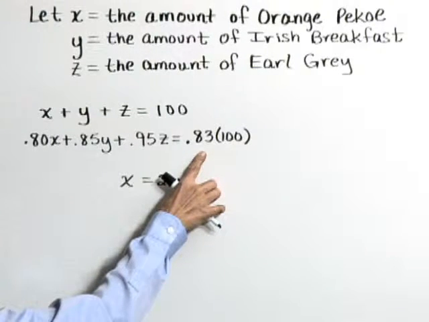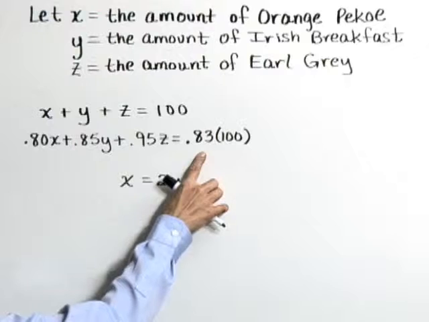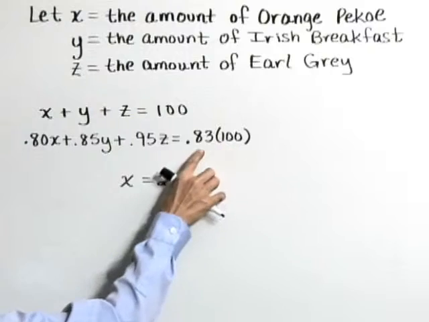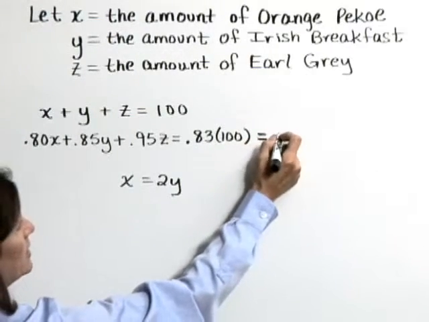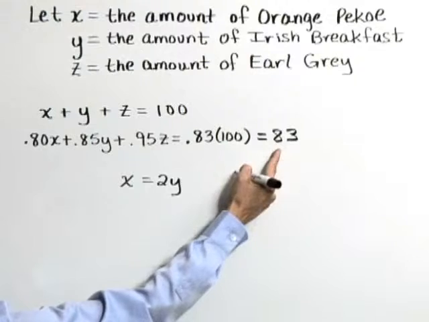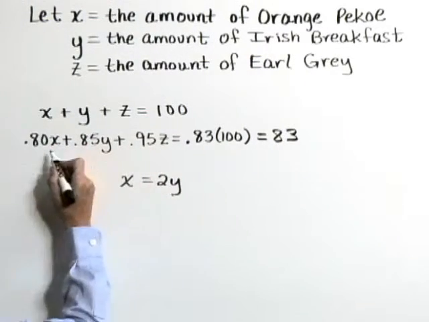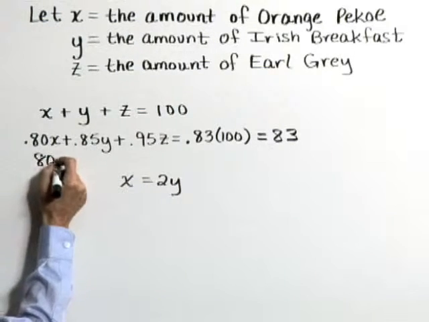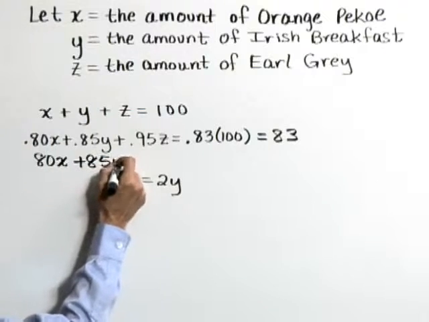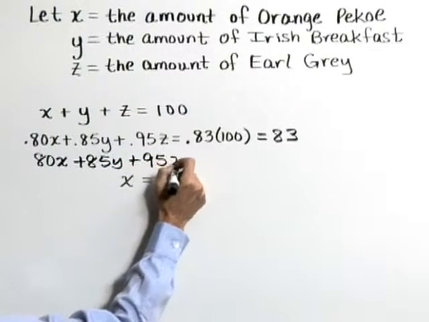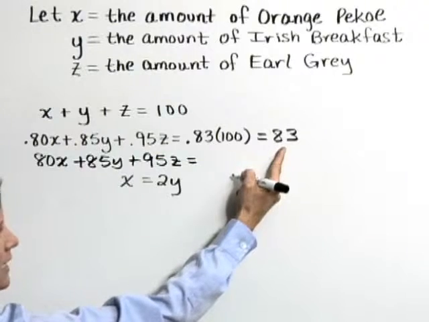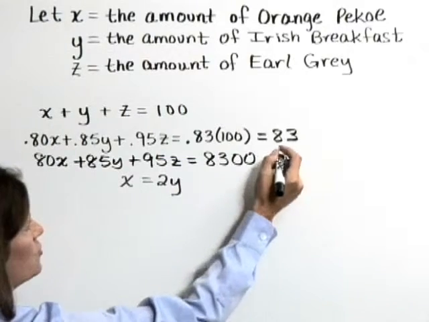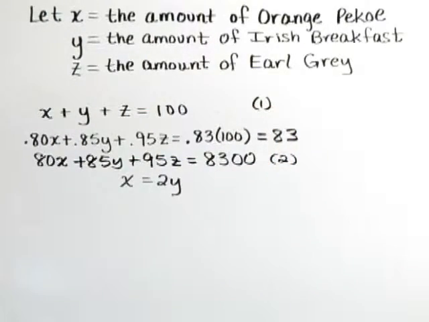equal to the value of our total mixture. And we're told that this mixture is going to sell for 83 cents per ounce. There are going to be 100 ounces of it. I'm going to go ahead and make a note that that product is 83. And let's clean this equation up a little bit before we move to our next equation. Multiply it through by 100 to get 80x plus 85y plus 95z is equal to 83 times 100, or 8,300. Now let's call that equation 2, our first equation up there, equation 1.